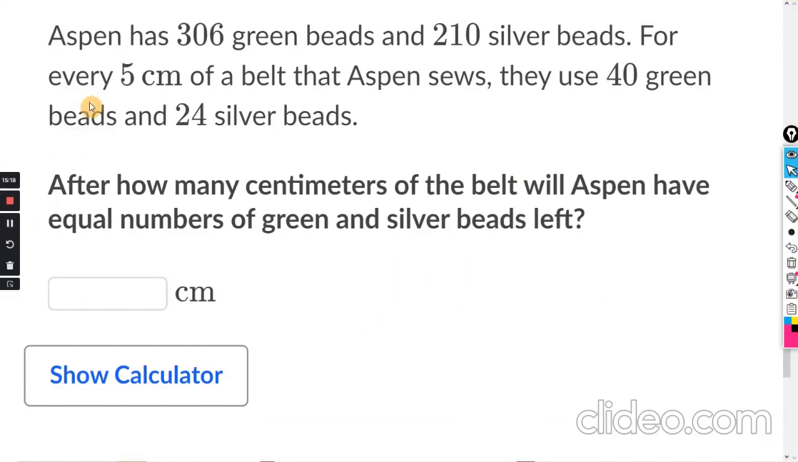Alright, last one. Aspen has 306 green beads and 210 silver beads. For every 5 centimeters of a belt that he sews, they use 40 green beads and 24 silver. After how many centimeters of the belt will Aspen have equal numbers of green and silver beads left?